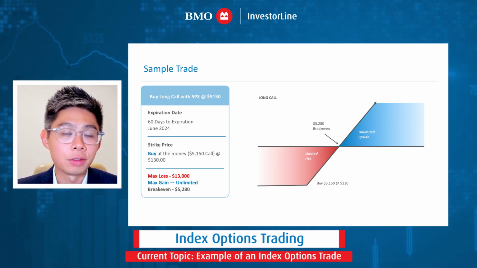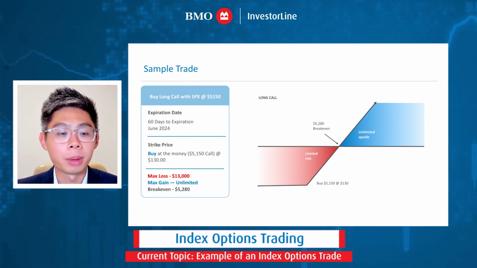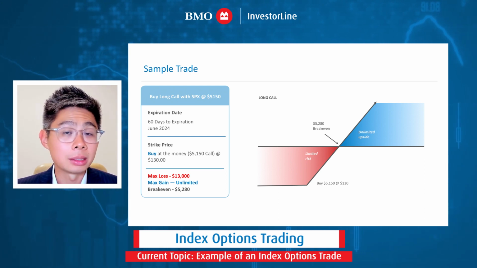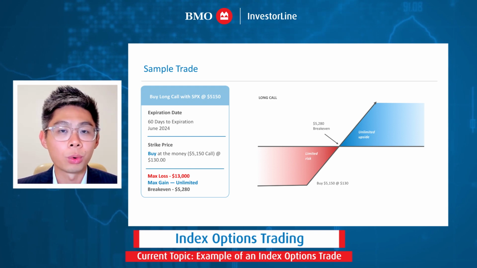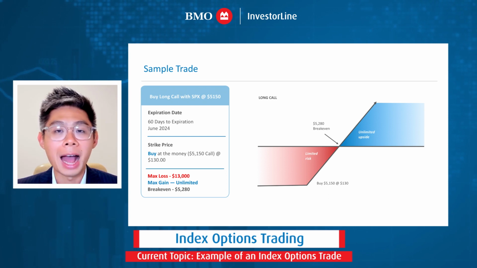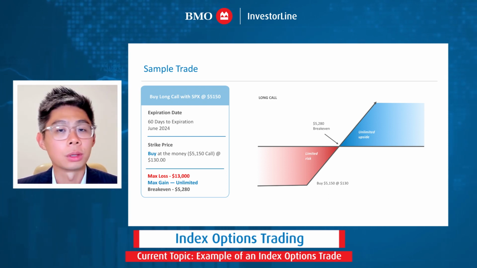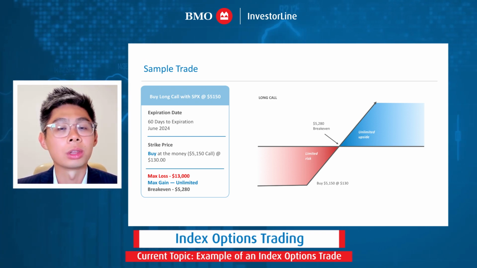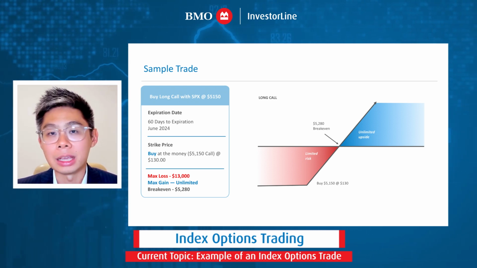And the break even here in this particular case is at 5280, because that's the 5150 plus the $130 that I have to pay. That's the 5280. That's my break even price. That means that the index has to exceed 5280 in order for the call option to be profitable at the expiration date. So if it's above that level, I will see profits. If it's below that level, I will see some level of a loss, anywhere between $0 to $13,000, depending on how far away I am from that break-even price.